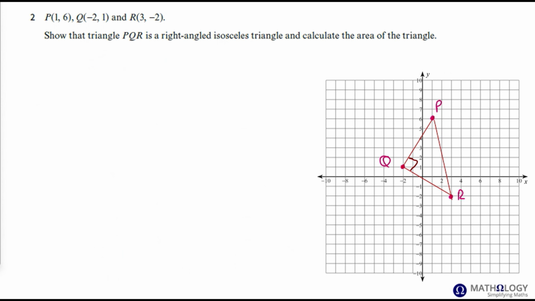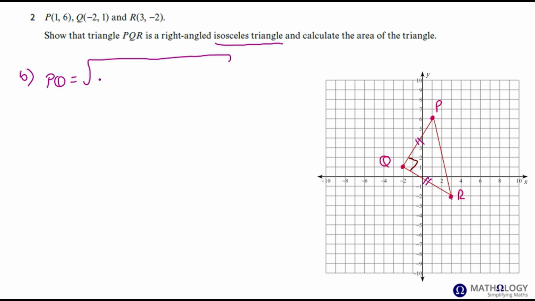We also need to show that it's an isosceles triangle. So that's the next step. So we'll call this part B. And to show that it's isosceles, from our diagram, you can clearly see that PR is the longer side. So we're going to determine the length of PQ and the length of QR and show that they are equal.